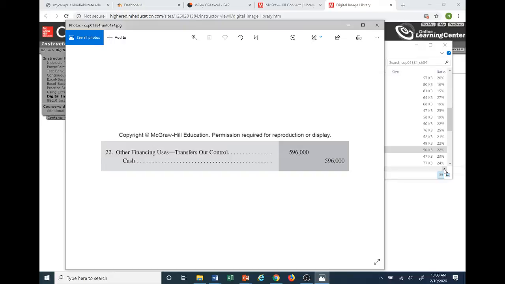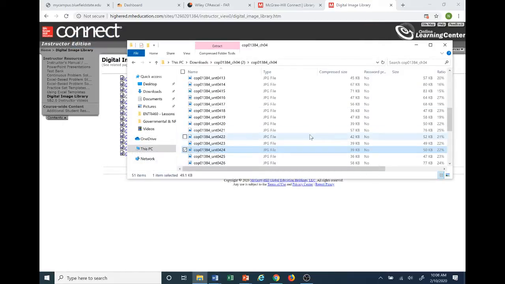Because we're transferring this money out to establish another fund, right? So it's going to be a debit of other financing uses because we're transferring it. Not bad, right? These journal entries aren't too bad. Does it help going through some of these examples?